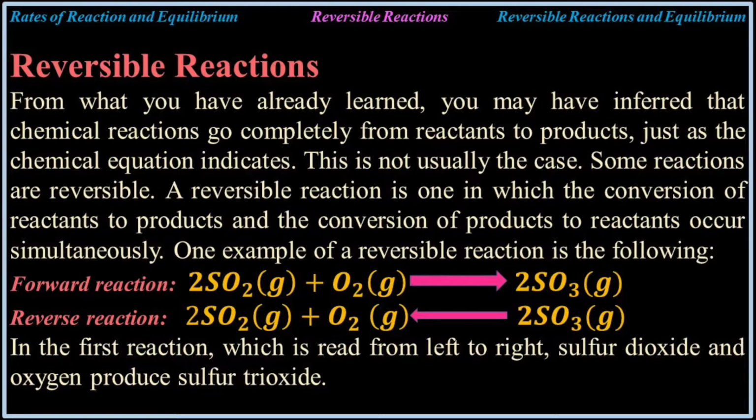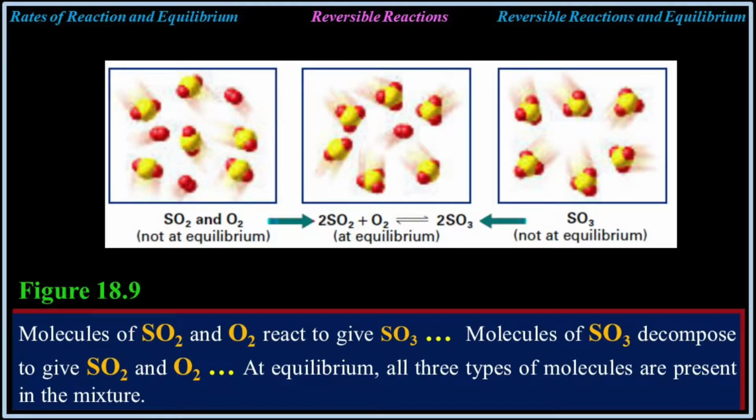One example of a reversible reaction is the following. The forward reaction, 2 moles of sulfur dioxide plus 1 mole of oxygen yields 2 moles of sulfur trioxide, and the reverse is also true. In the first reaction, which is read from left to right, sulfur dioxide and oxygen produce sulfur trioxide. Molecules of sulfur dioxide and oxygen react to give sulfur trioxide. Molecules of sulfur trioxide decompose to give sulfur dioxide and oxygen. At equilibrium, all 3 types of molecules are present in the mixture.